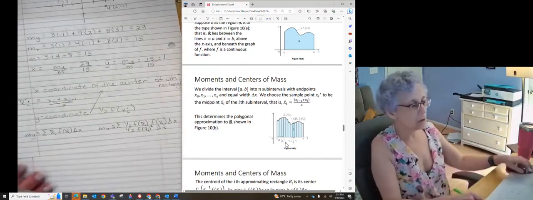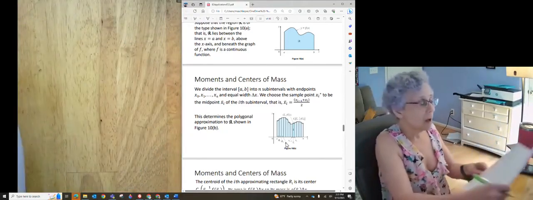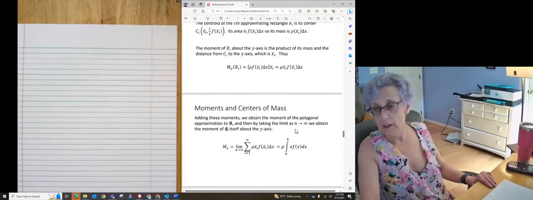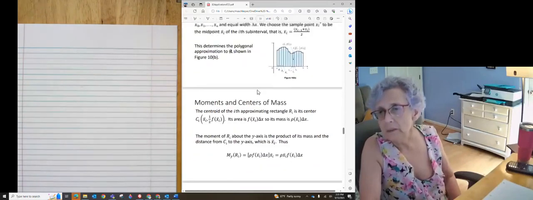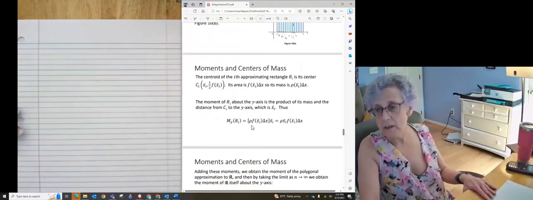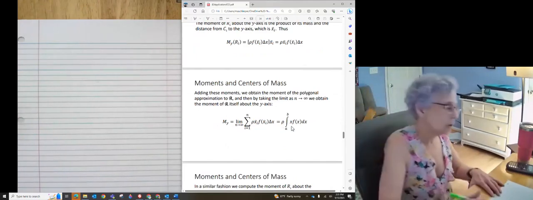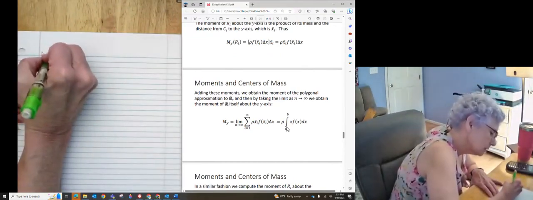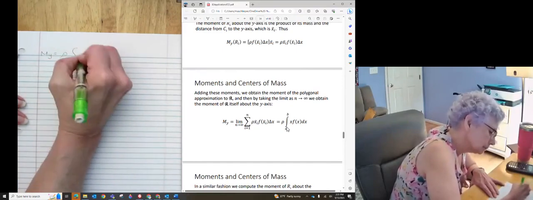We let the number of rectangles go to infinity, and we end up with a couple of integrals. And I'm just going to come on down here and show you. And I left out the rho because we need to have rho for the density of the object. So the moments have rho times the integral of x times f of x for the moment about the y-axis.